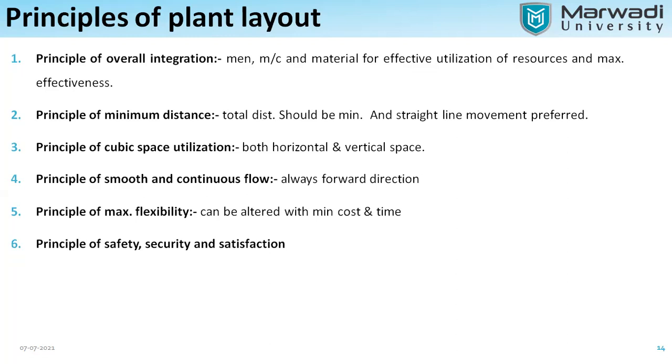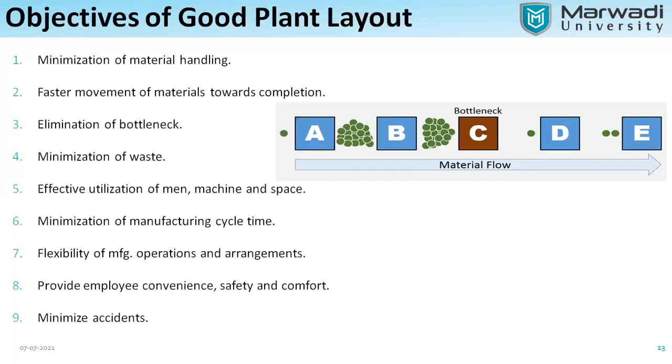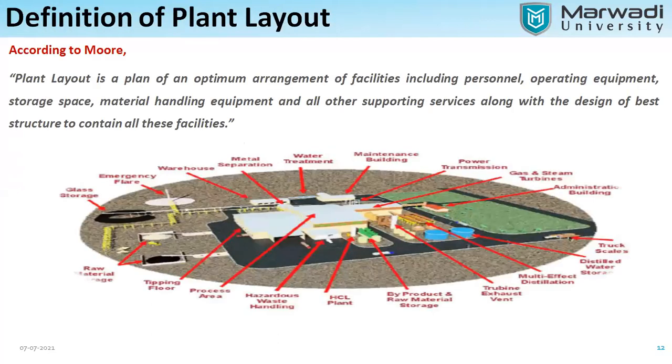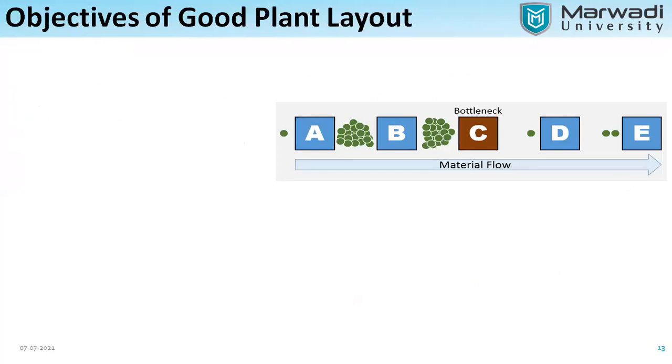So I'm stopping the lecture here, but before that, let me have a quick recap of what I have discussed. Today I discussed the definition of the plant layout. Plant layout is a plan of optimum arrangement of facilities, including personnel, operating equipment, storage space, material handling equipment, and other supportive services, along with the design of the best structure to contain all these facilities. उसके लिए मैंने ये जो स्ट्रक्चर है वो आपको डिस्कस किया.